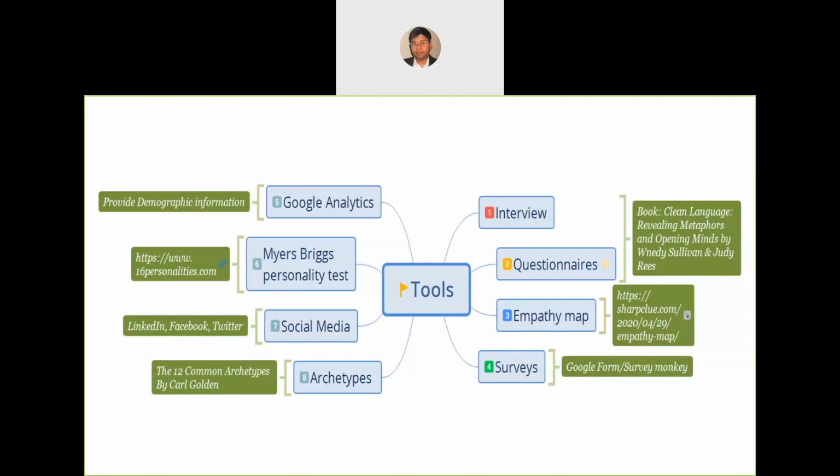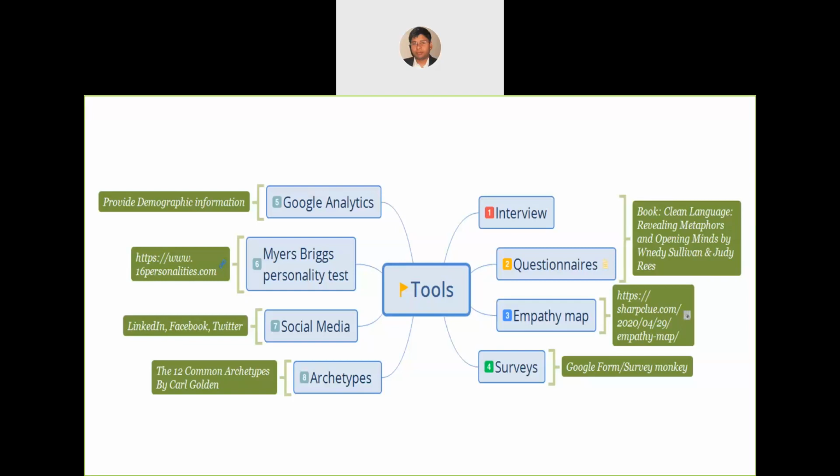This personality test is available on 16personalities.com. Based upon it, you can figure out what the personality of the prospect is. The personality may be entrepreneur, the personality may be traveler. So it provides that kind of information. Again, while we are defining any user persona, social media also plays a big role. We can understand the likes and dislikes of that particular user. LinkedIn, Facebook, Twitter, we all know that these are the major social media platforms. We can use these, and archetype again.